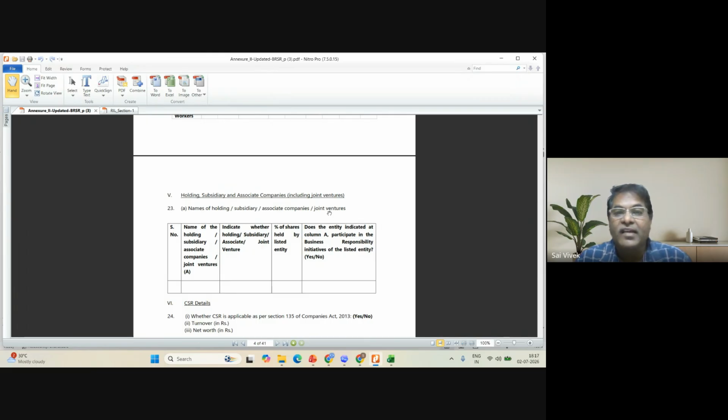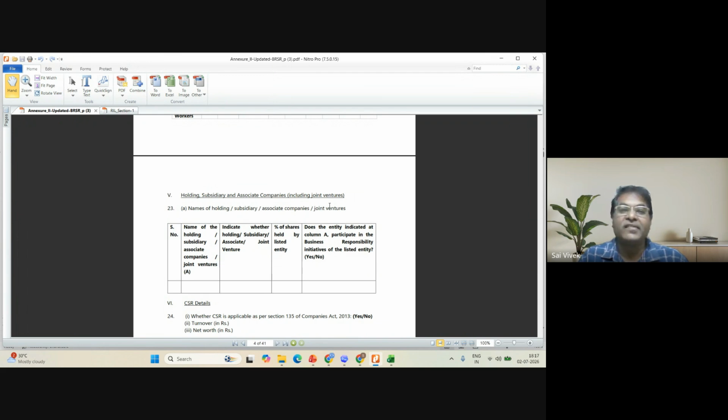And the next one is associate companies. Associate companies are companies which are associated with the main company, but they don't have any control over them. There is no control; it is just its presence is there, its influence is there, but it doesn't control it.